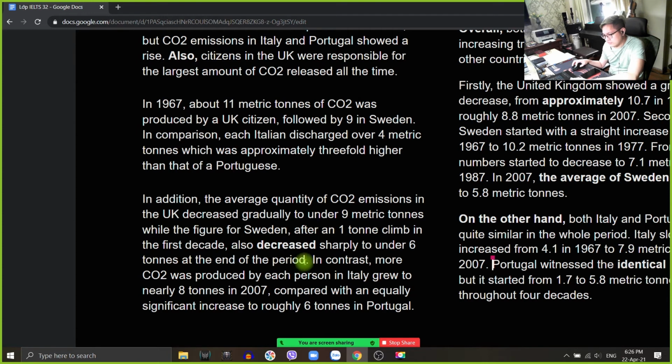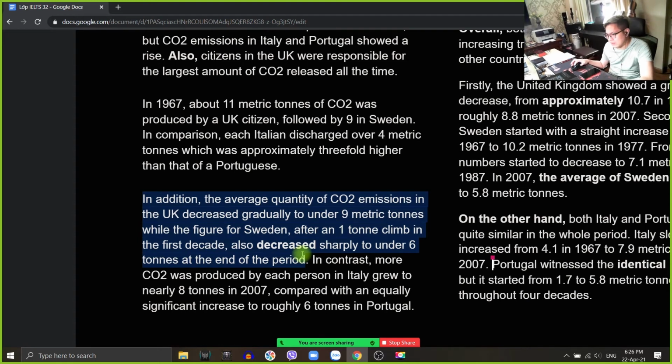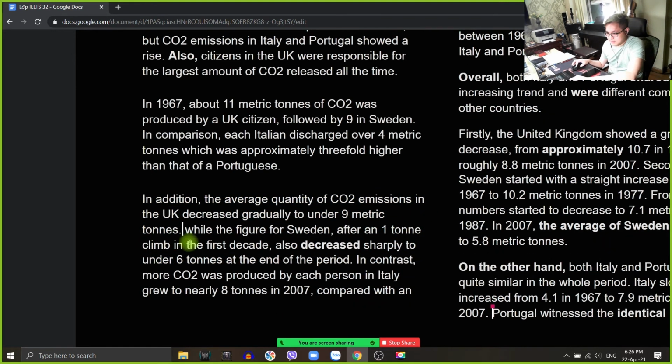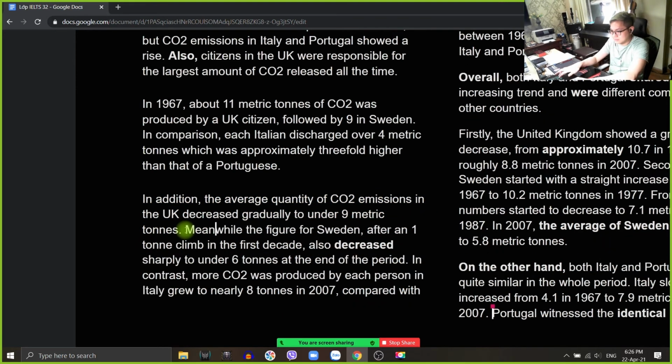Okay, but 45 words is a bit too much, I think, for one sentence. Một câu 45 chữ thì hơi bị dài quá, I think. I think there's a way to do this one. You can just put a period there and then say meanwhile.